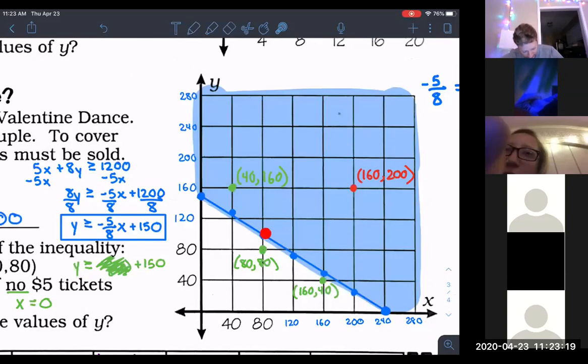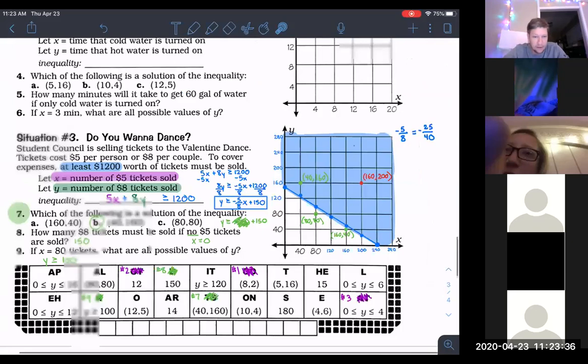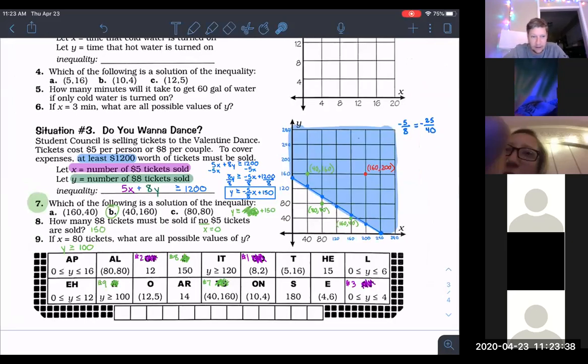If X is 80, this is where the solutions for Y start, and then you can tell from the shading that they go up. And of course, they're not going to stop at 280. They could sell 300, they could sell 400, and they would definitely make their money. So that's how you do them. As always, the difficult part is usually getting the inequality written down. So hopefully you're getting a good feel for how to do that.